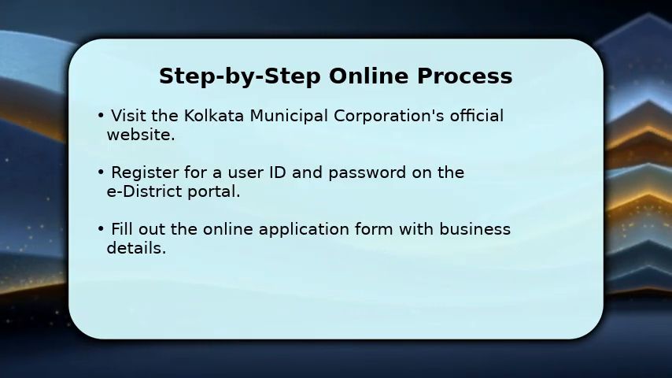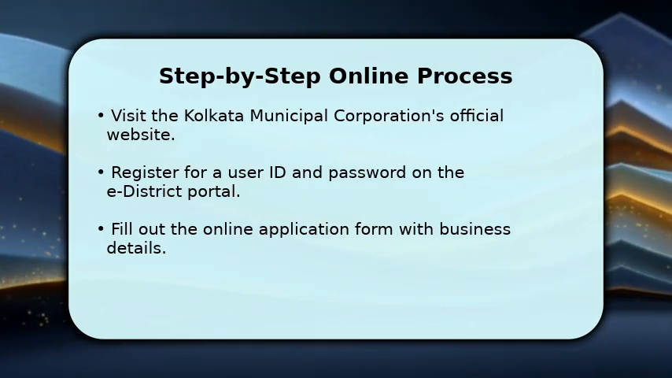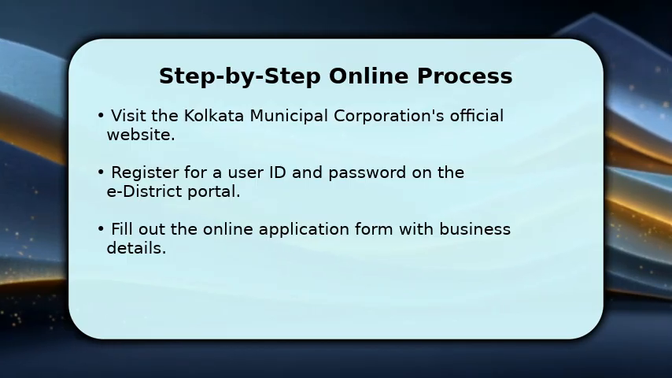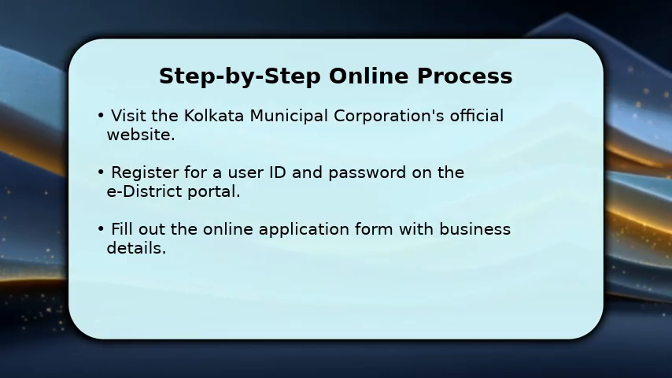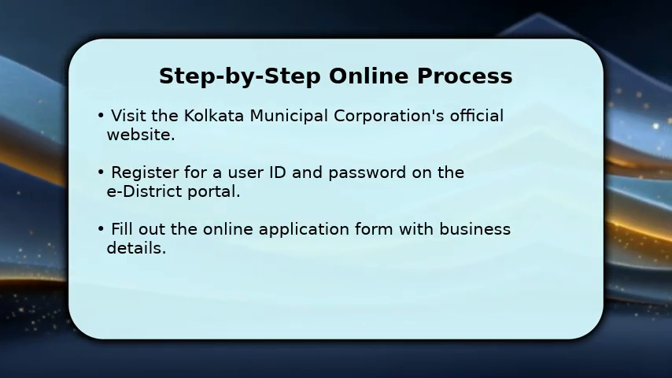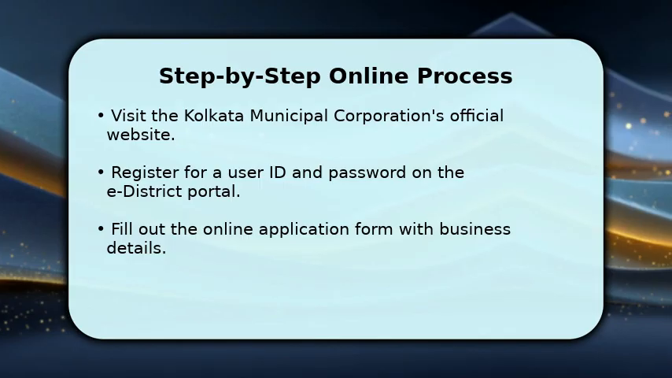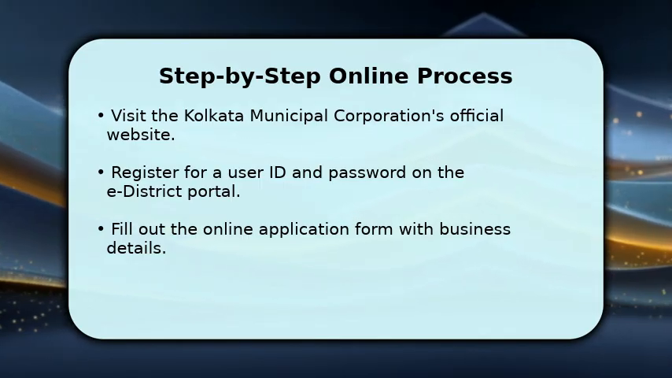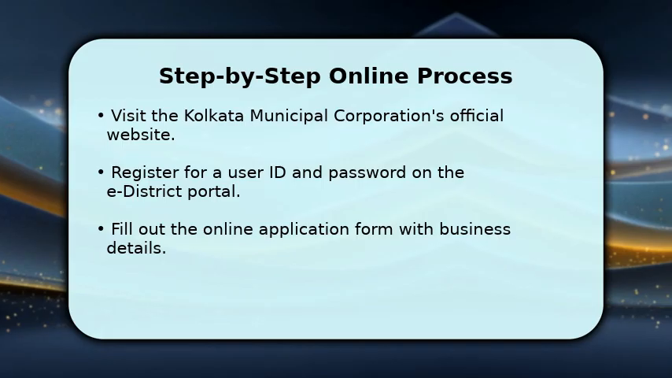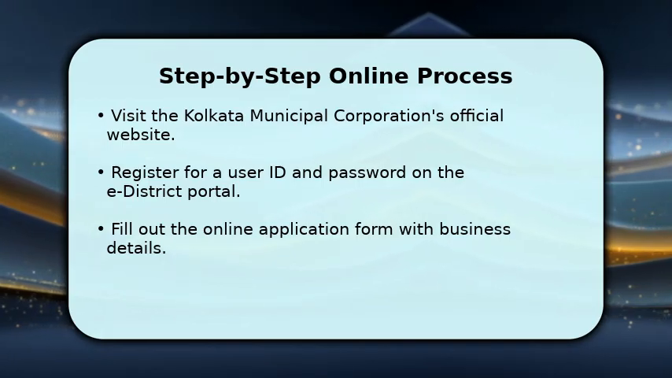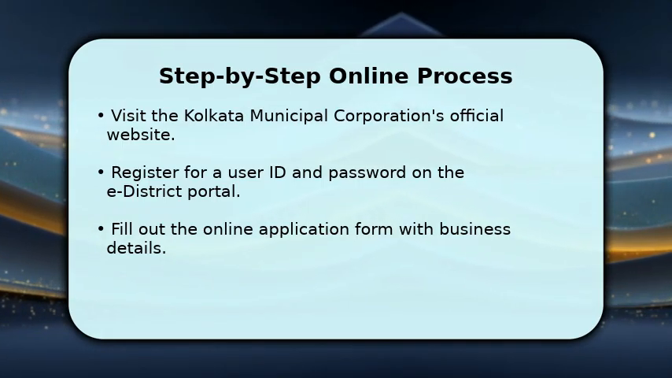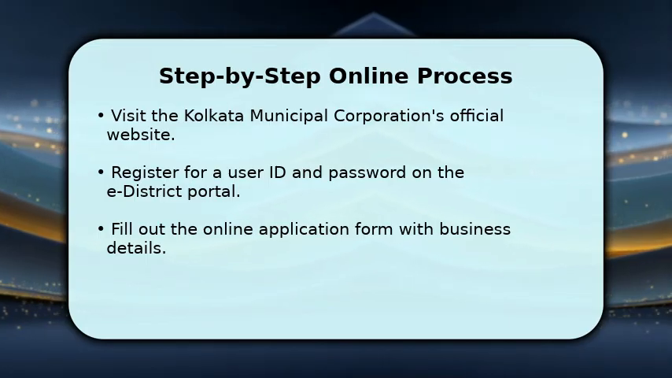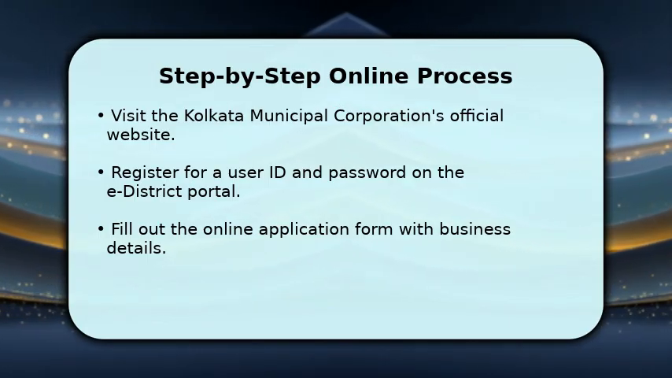The online application process begins by visiting the Kolkata Municipal Corporation's official website. First, you will need to register for a user ID and password on their e-district portal. Once logged in, carefully fill out the online application form, providing all required business details. After completing the form, upload all your supporting documents digitally. Finally, submit your application for review by the authorities, a process designed for your convenience.